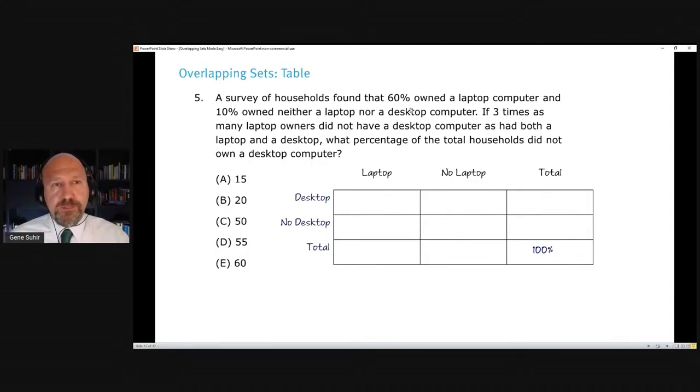Now, what can we fill in? 60% owned a laptop computer. And so we can fill that in. So laptop total, we'll have 60%. 10% owned neither a laptop nor a desktop.